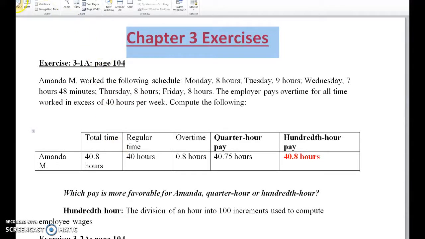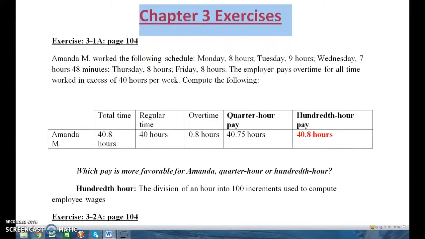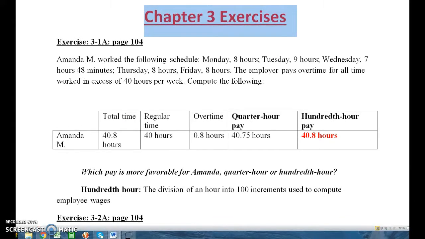Hello everyone, and in this video we are going to cover the Chapter 3 exercises, the A exercises, which are located on page 104. We are going to go through exercises 3.1 through 3.6 in this video to walk through the concepts that you have learned in Chapter 3. The first exercise is on page 104, 3-1.